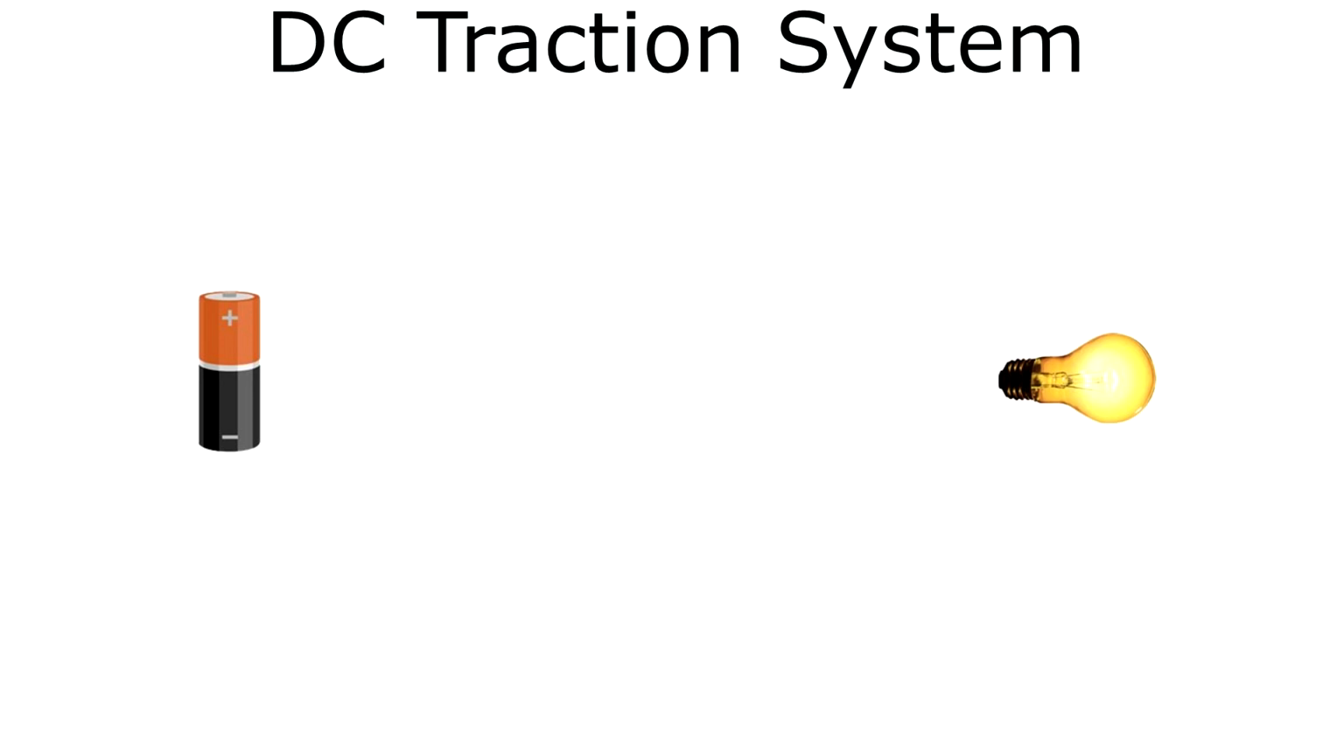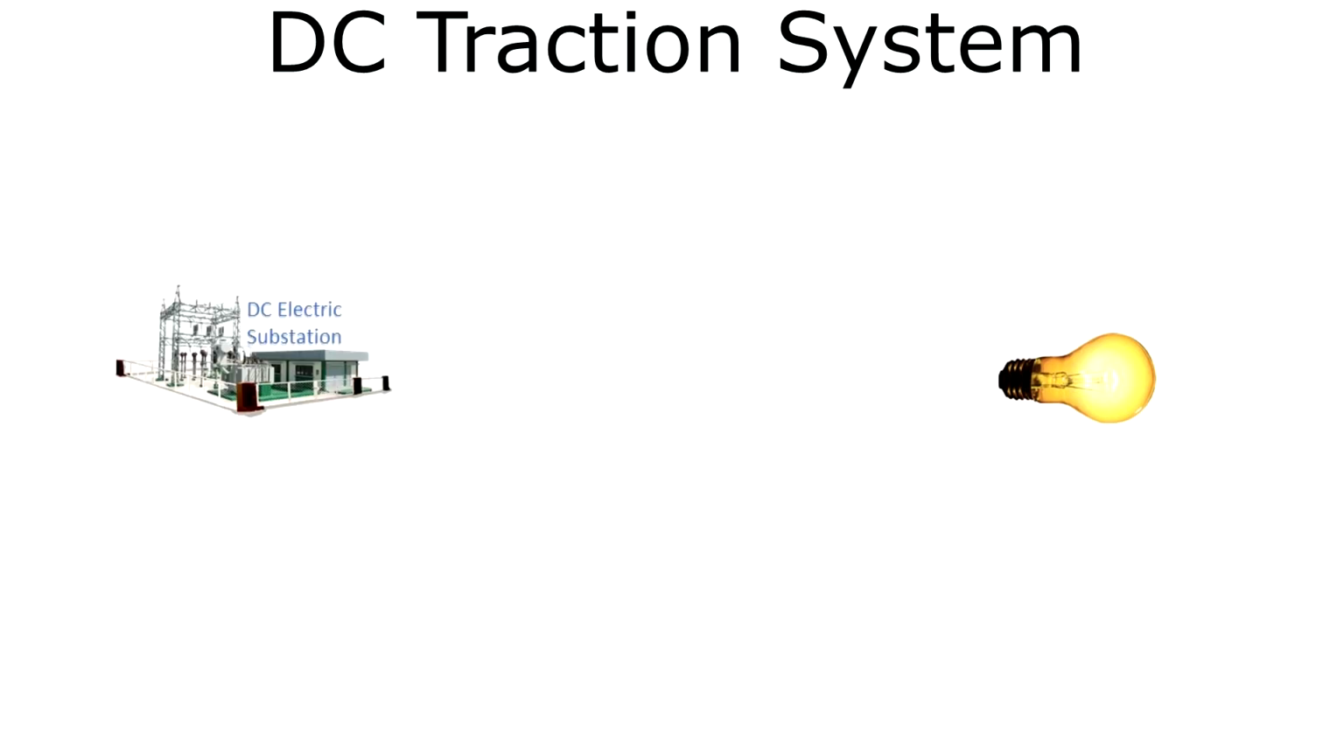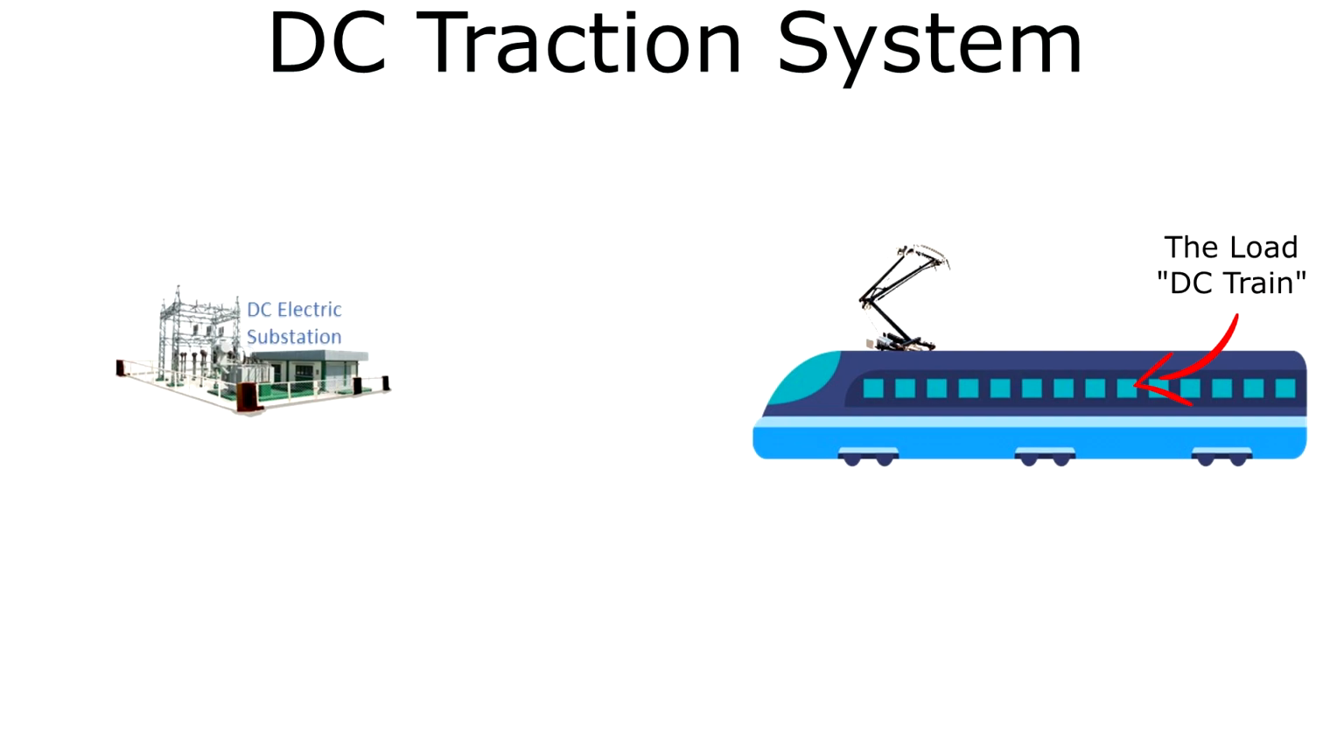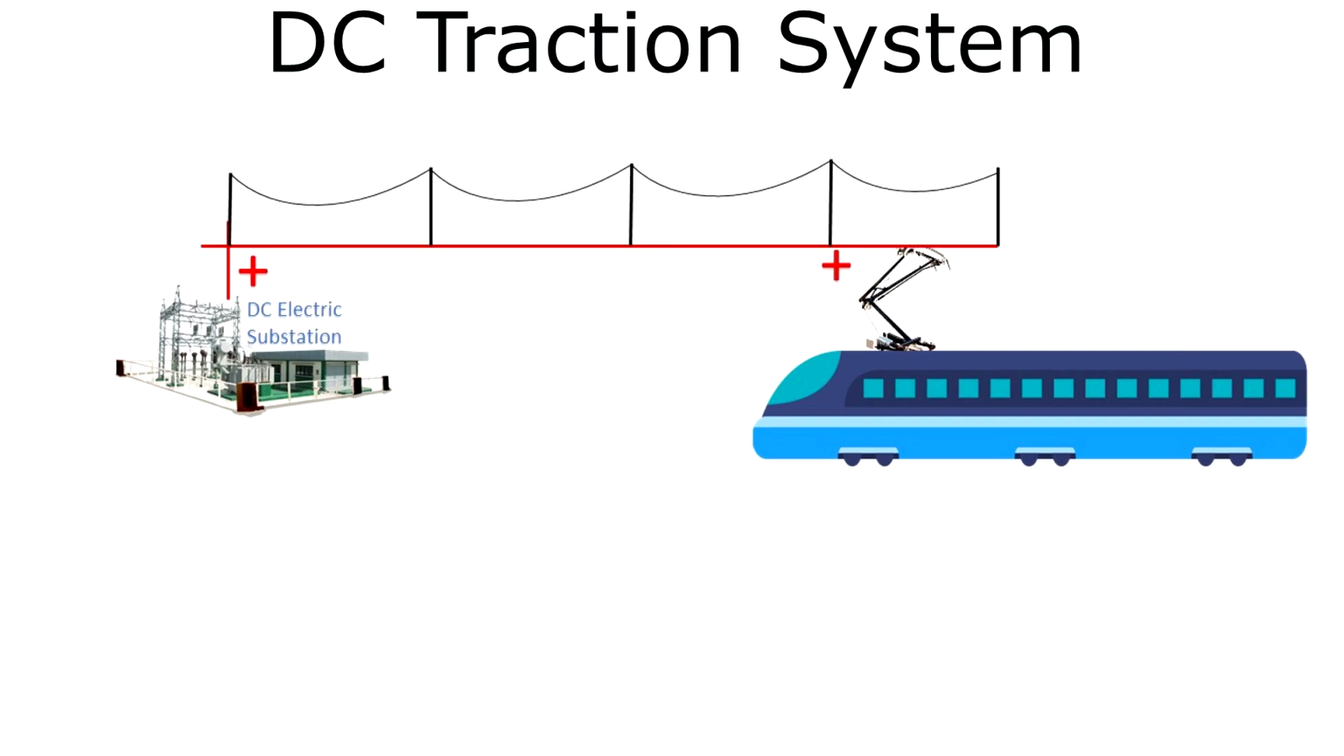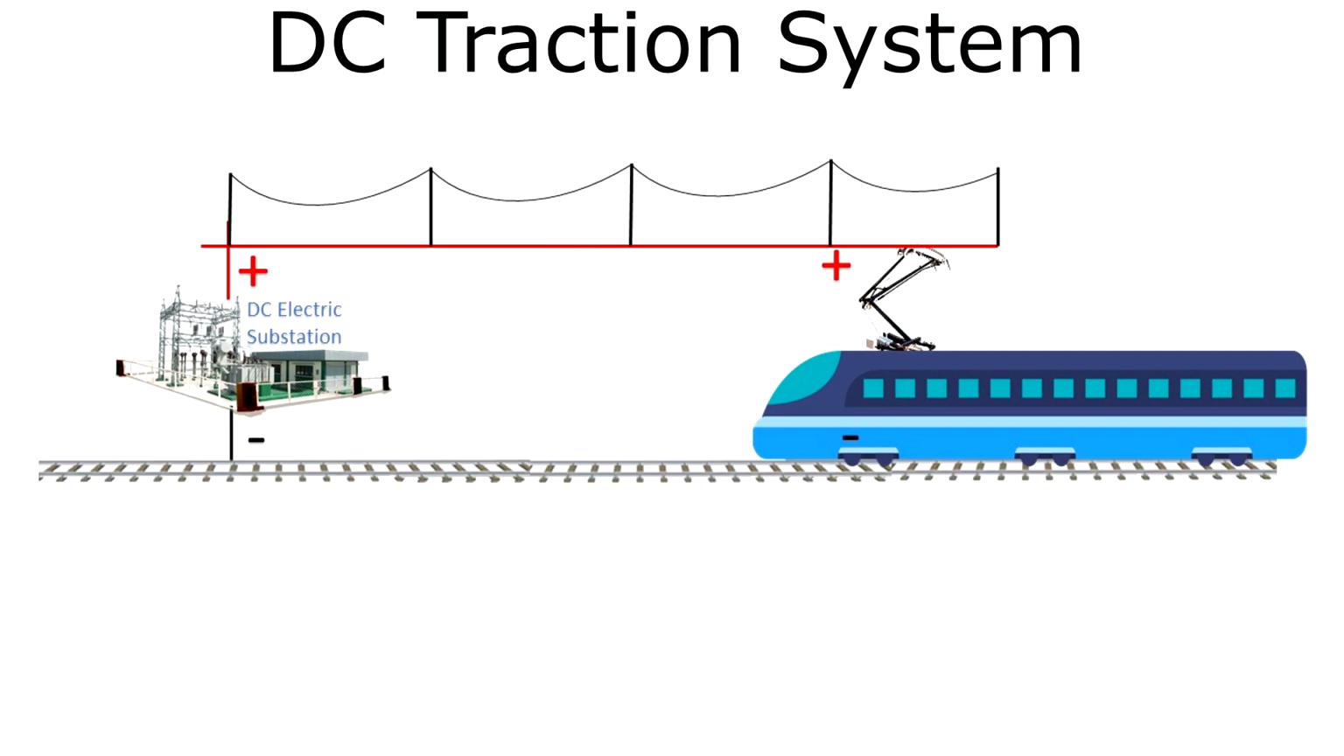Now let's move on and apply what we saw in the last example on the DC traction system. Instead of the battery, let's replace it with a DC electric substation, which acts as a source of power, and replace the bulb with a DC train that acts as a load. Here, instead of the two wires, the positive to positive connection is made possible by an overhead catenary conductor, while the negative connection is connected with the railway track.